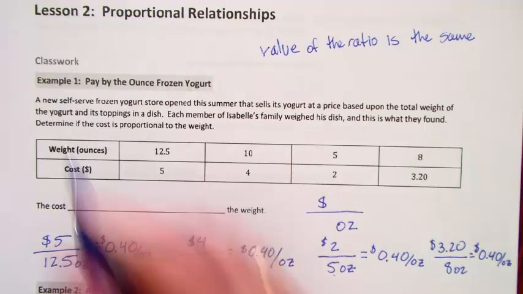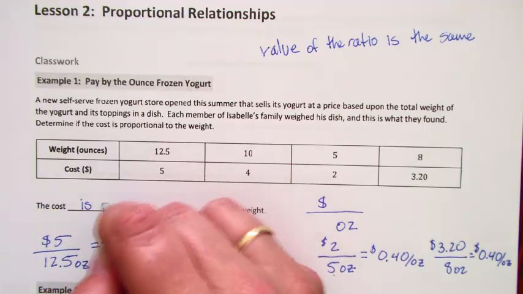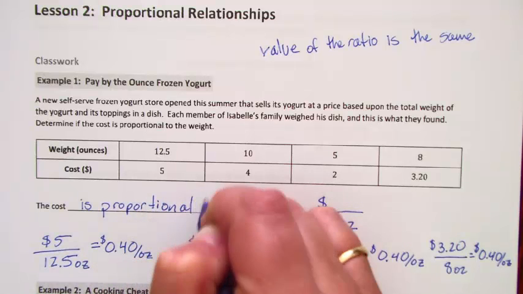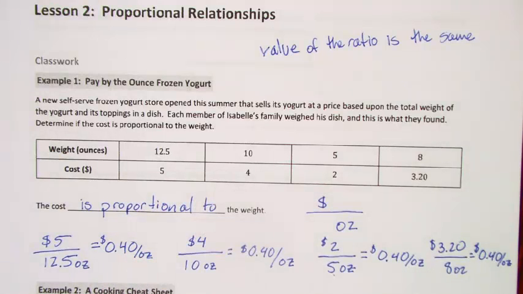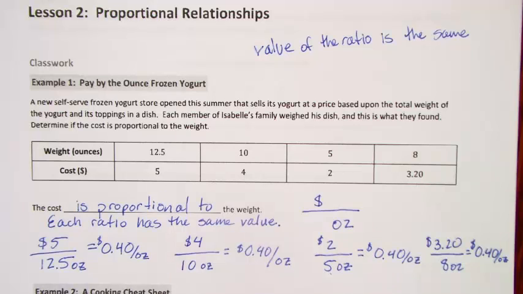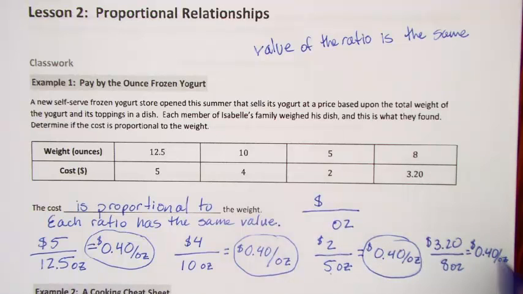So the cost is proportional to the weight. That's because each of these has the same value. I have 40 cents per ounce here, 40 cents per ounce here, 40 cents per ounce here, and 40 cents per ounce here. If even one of these were not the same, then the relationship would not be proportional.